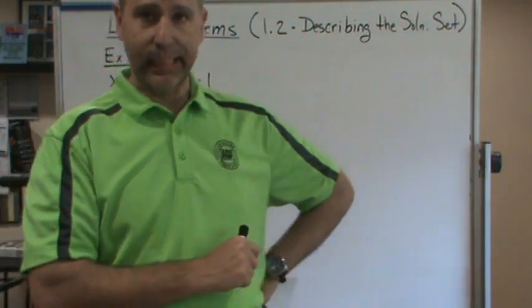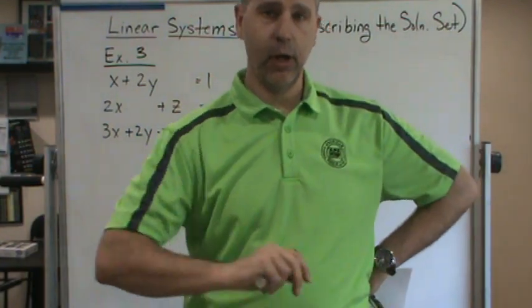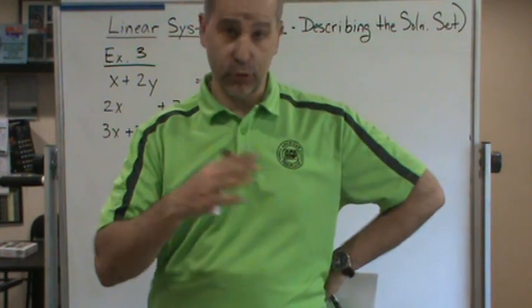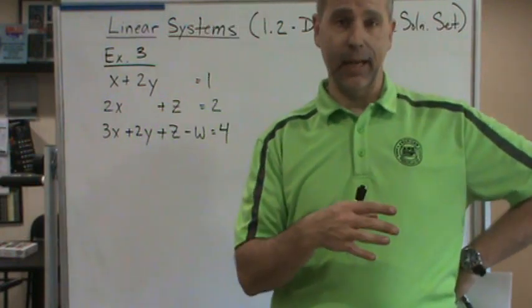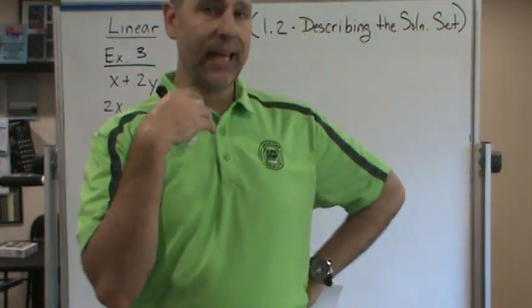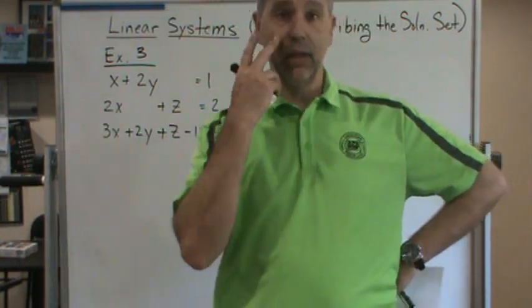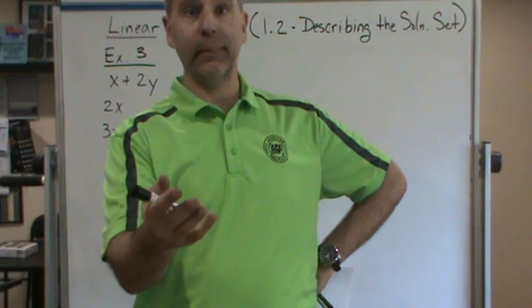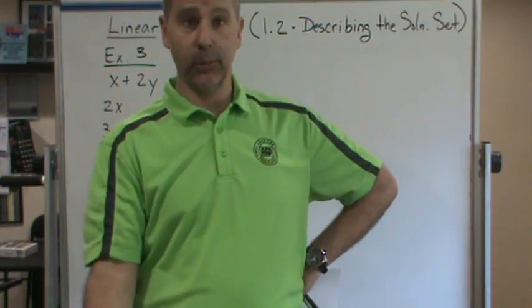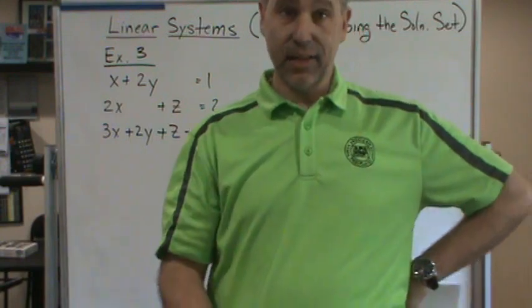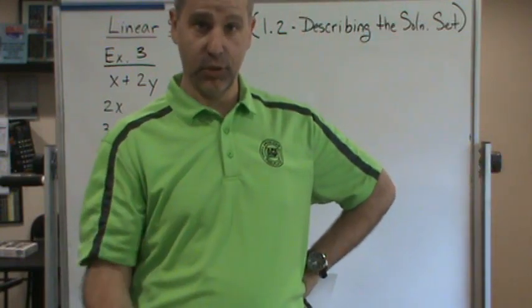Yeah, W and Z, right? Because those were the free variables. Now, the word parameter and the word free variable are not the same thing. They don't mean the same thing. When we say that Z and W were free, they could be any value, and technically they were free because they were not leading variables. So remember, a free variable is one that is not a leading variable when the system is in echelon form.